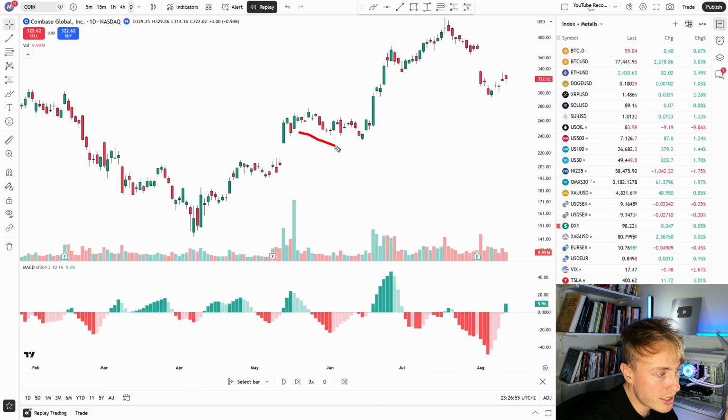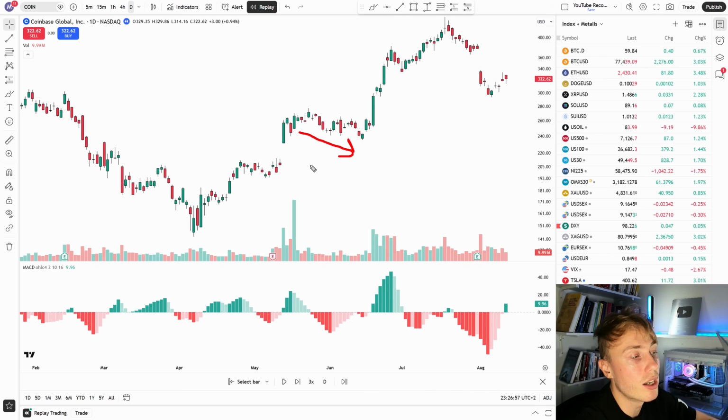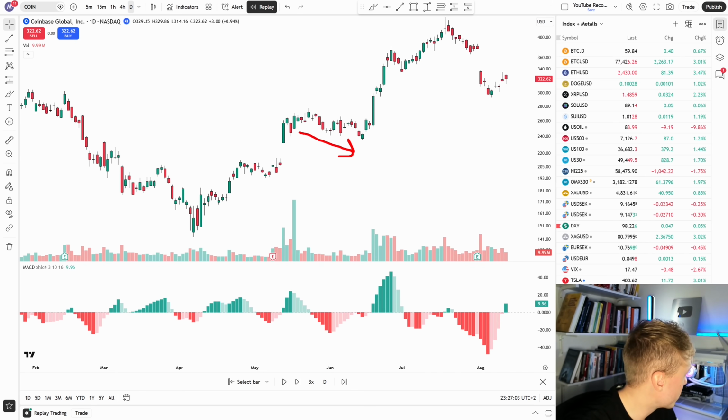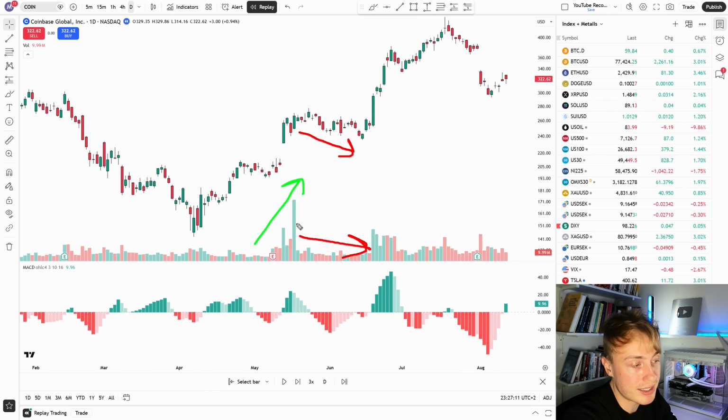Now when it comes to volume, we want to use the volume in the pullback as well. When we see the pullback, we preferably want to see lower volume compared to the impulse move. And another good sign is decreasing volume. Remember, we had increasing volume during the impulse, and what we want to see during the pullback is falling volume. And you can see we indeed have falling volume right here. That is a good sign of a healthy pullback.